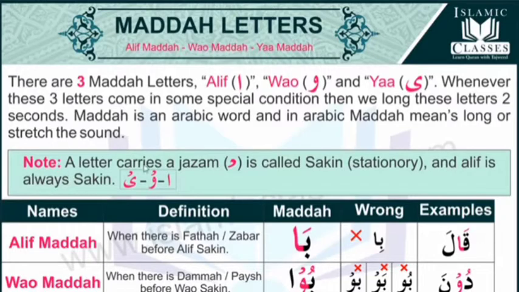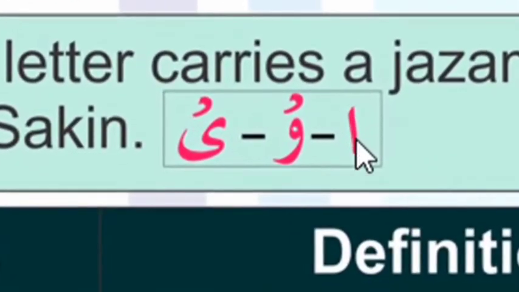And there is a note: a letter that carries a jazm, or you can say sukoon, is called sakin, like stationary, and alif is always sakin, right? As you can see in the examples right now, here is alif. As you read already, alif is always sakin. If alif has a jazm sign on it, then alif becomes hamza. So that's why without any sign, alif is a sakin letter.